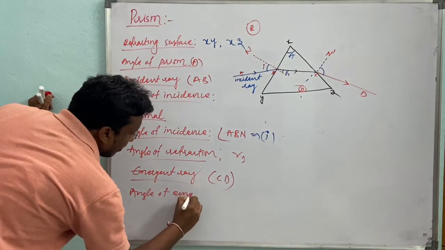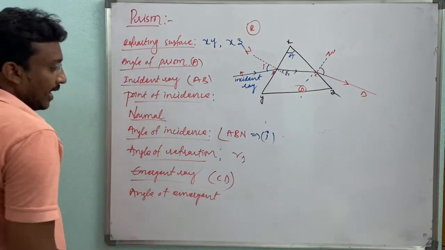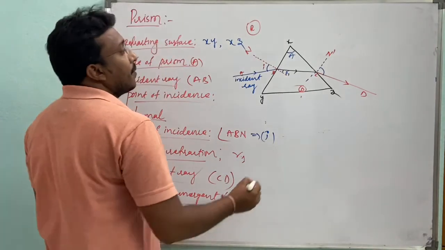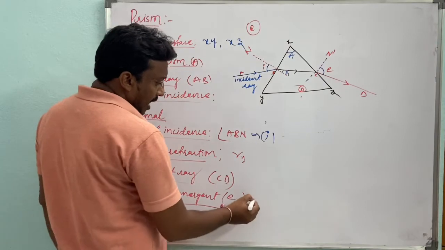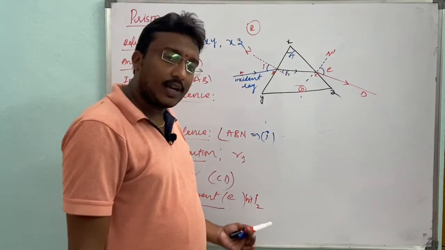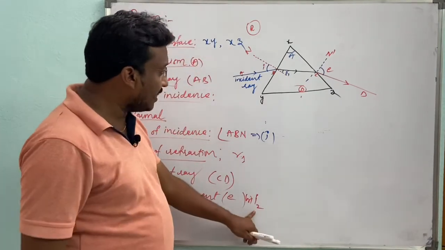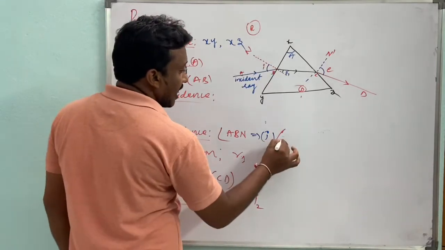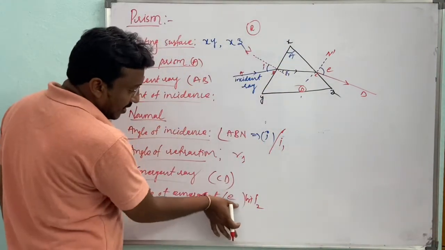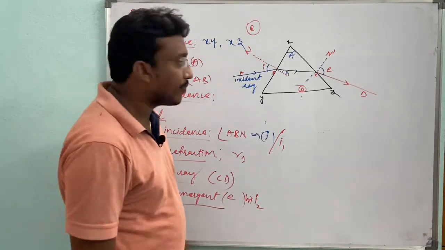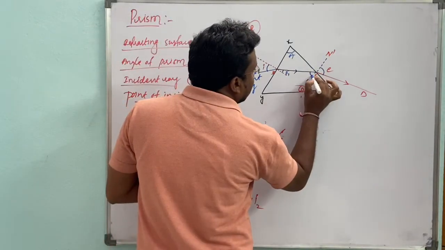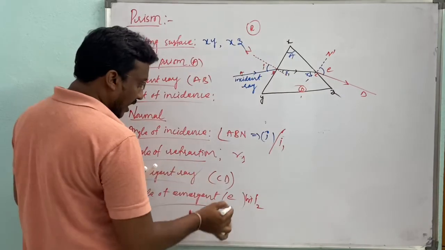Angle of emergence. It is designated with a small e. Sometimes you may get I2 also, right? Either small e or I2. If your emergent angle is given as I2, the incident angle we have to take as I1. Got it? Right? While I am explaining the lesson, I will show the emergent angle with the small e only. This is the angle of emergence, and the refracting angles are R1 and R2.